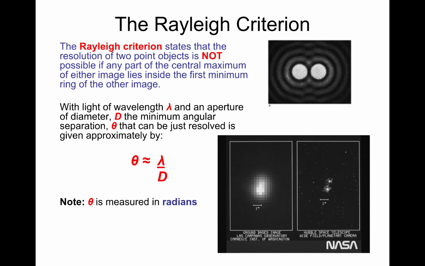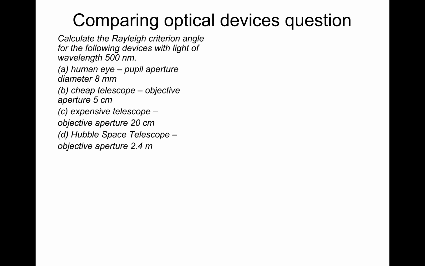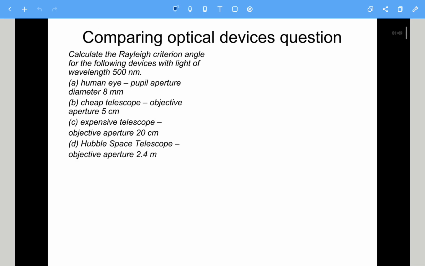All right, let's move on. Let's do a straightforward question, comparing optical devices. We're going to calculate the Rayleigh criterion angle for the following devices with light of wavelength 500 nanometers. If you want to have a go at this first, I'll then take you through the answers. It's really straightforward. The light's always 500 nanometers, and we've got some different apertures with different diameters.